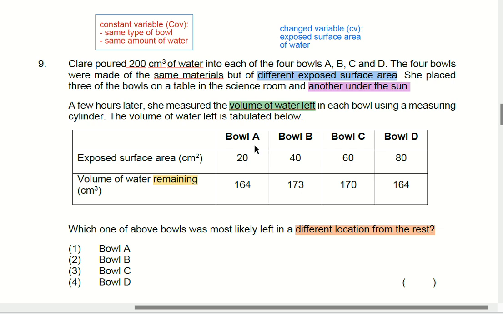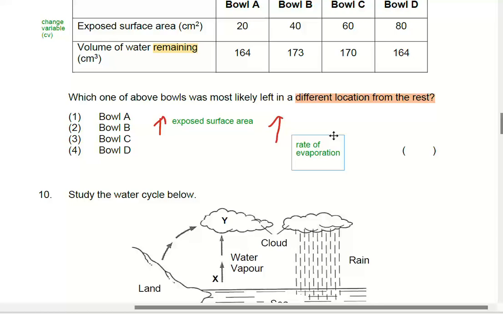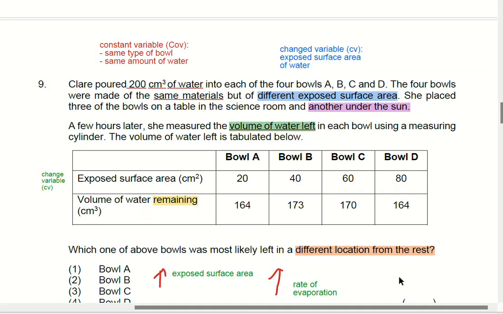So we have 4 bowls here, A, B, C, D. The exposed surface area is increasing from 20 to 40 to 60 to 80, and this is what we mean by our change variable here. So as the exposed surface area increases, let me write out here, the rate of evaporation should be faster. It means the rate of evaporation should be higher.